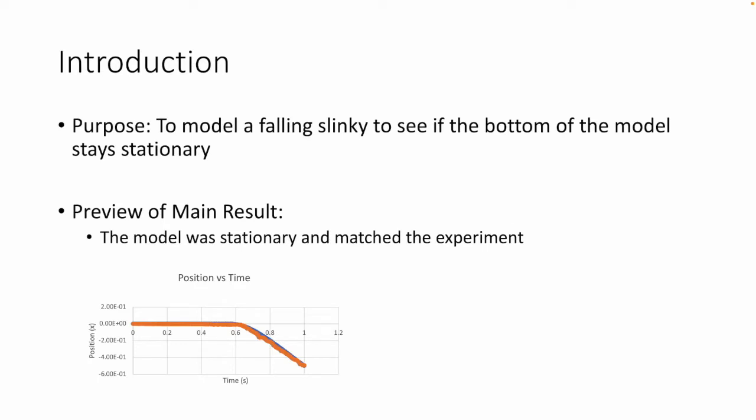The purpose of this lab was to model a falling slinky to see if the bottom of the model stays stationary as in the experiment. Below is a quick preview of the main result. The bottom was indeed stationary. There is also a quick look at the resulting graph.